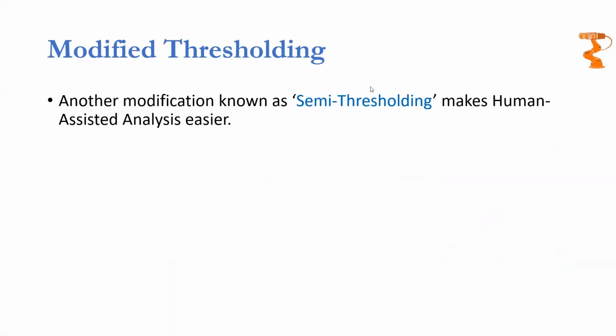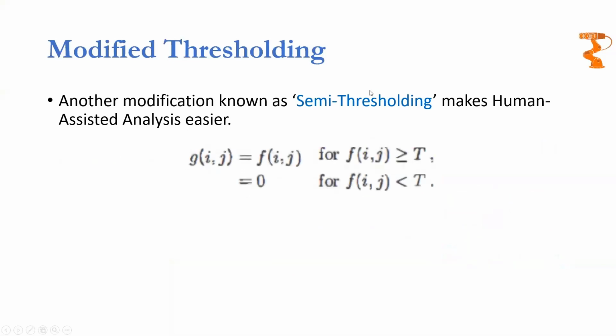Another modification is called semi-thresholding. What is this? You are not assigning some other gray level to the pixels having gray values greater than a certain threshold. Instead, you are assigning the input gray level to all the pixels having gray level greater than T, and all the other pixels are assigned 0. So what is going to happen?